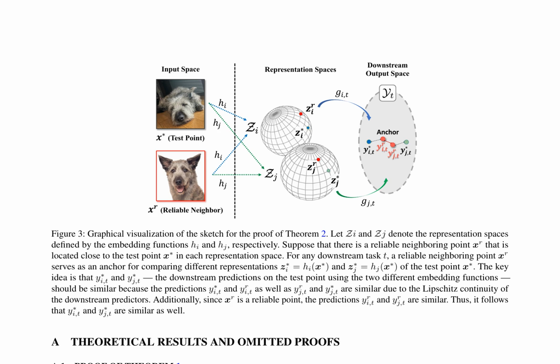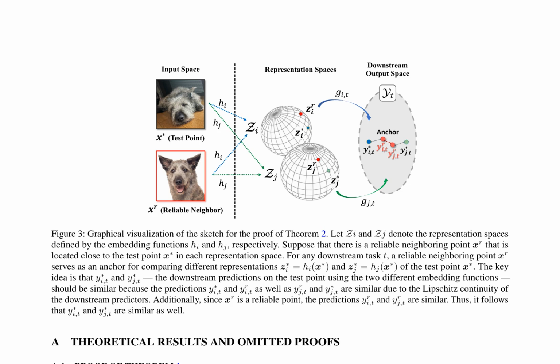The paper presents a theoretical framework for understanding the behavior of neural networks in the context of representation learning. It introduces 2 theorems that provide insights into how different neural networks, with varying embedding functions, can be compared and contrasted based on their performance on various downstream tasks.